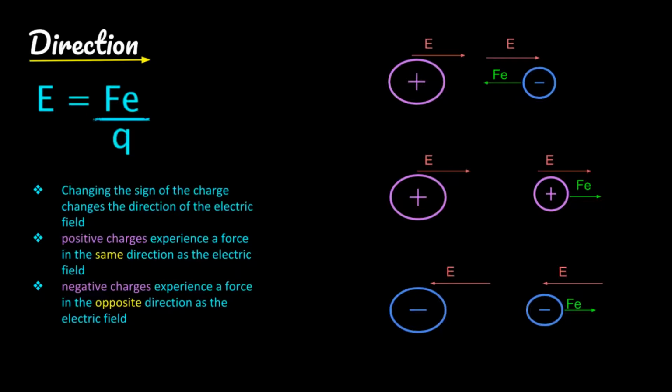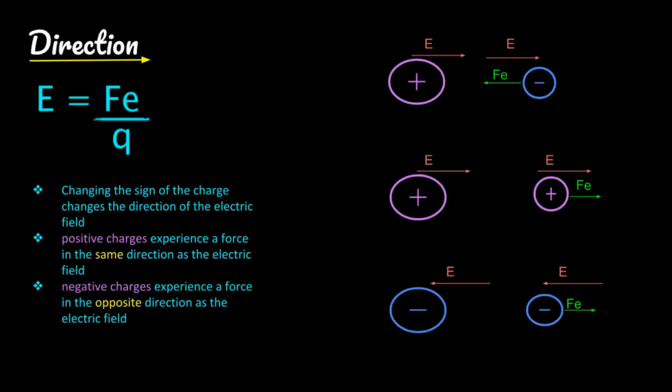If we look at the top situation, we have a positive charge with an electric field pointing outwards. As I said on the last slide, it points radially outward from the charge, right? Now if you go down to the bottom rule, you'll see that negative charges experience a force in the opposite direction as the electric field. So because the electric field's pointing outwards, we know that the electric force will point inwards, and that will make them want to be attracted towards each other.